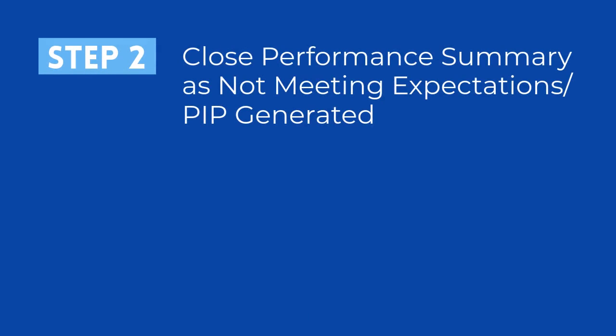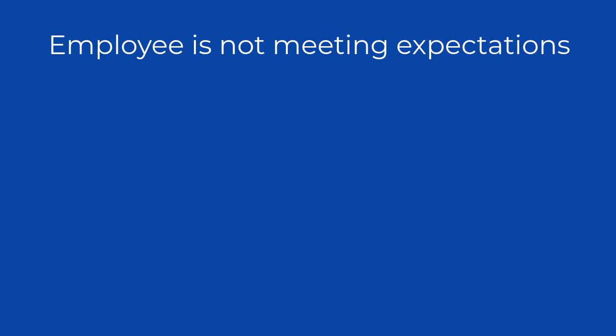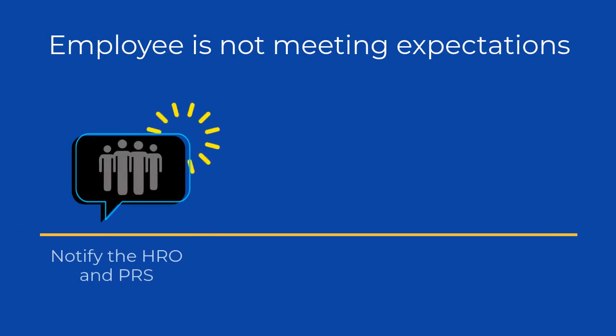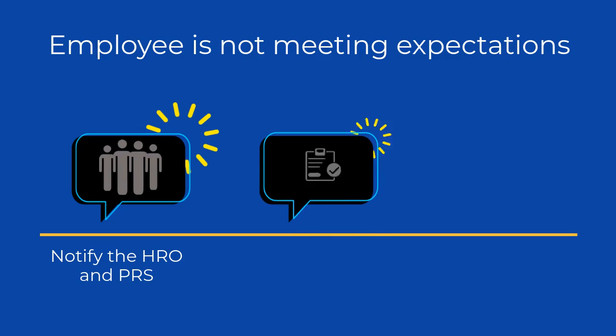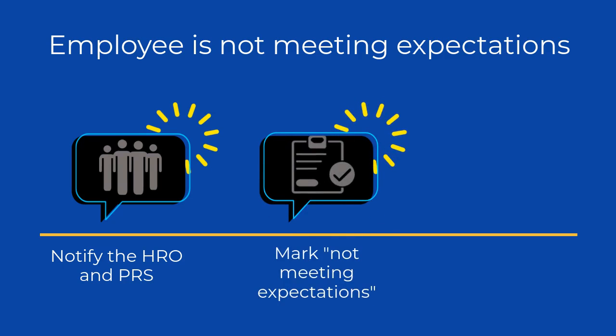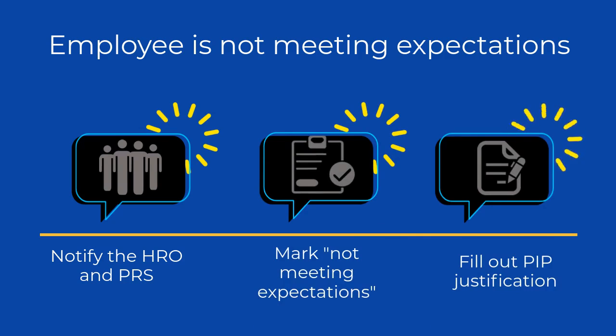Step 2 in the PIP process involves the PIP being generated in PAS. If, after providing coaching and performance feedback, an employee is still not meeting expectations, the supervisor should notify the HRO and PRS in advance that a PIP is likely. The supervisor then marks not meeting expectations in the performance summary and fills out the PIP justification field. A PIP is automatically generated in PAS once the performance summary is closed, assuming the employee is staying in their current position. If the employee has already accepted or moved on to a new assignment, contact PRS.